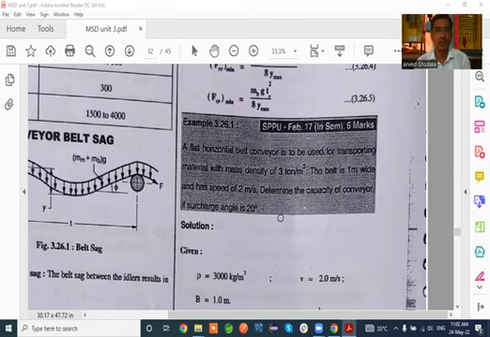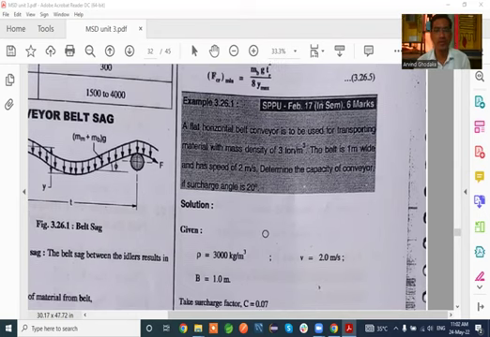So this is the problem statement. Our aim is to find out the capacity of the conveyor. Then the given data: the mass density of the material is given as 3 tons per meter cube. So the density of the material will be equal to 3000 kg per meter cube.